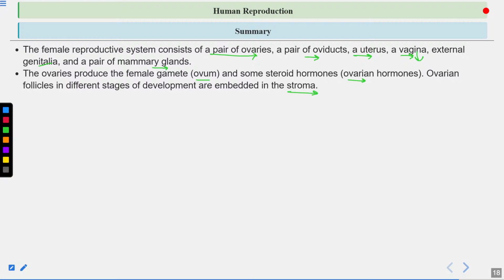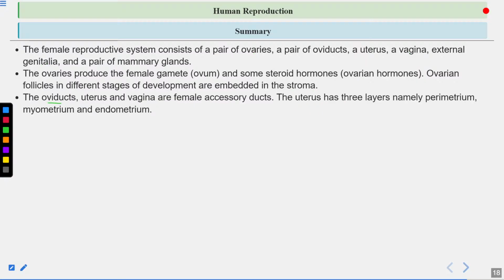Okay, so ovarian stroma consists of blood vessels, and also the ovarian follicles in different stages of development. Then oviduct, uterus and vagina, these are the female accessory ducts. So we have to remember this, a question can come from here.